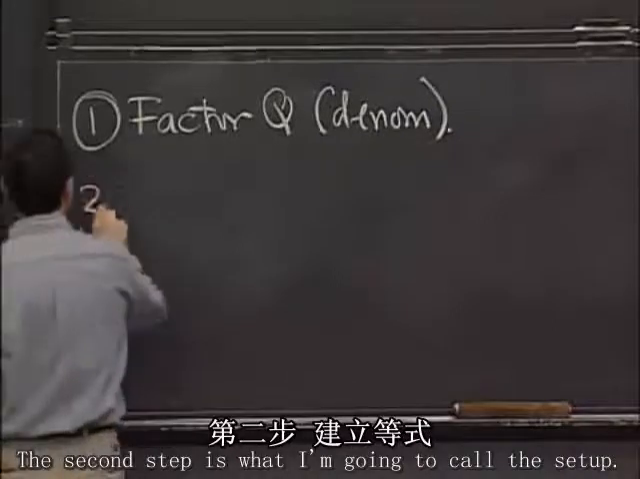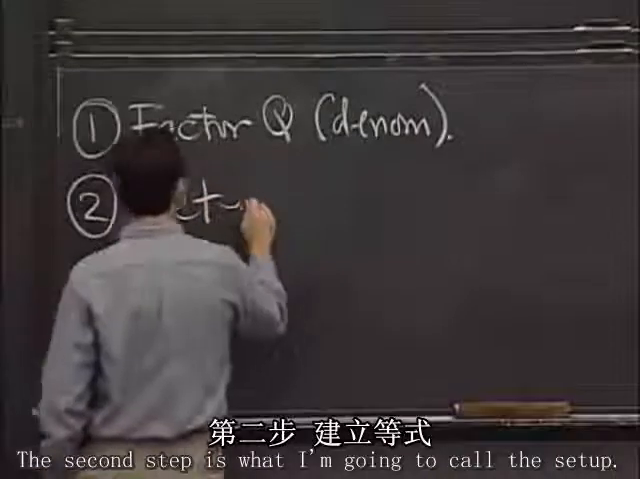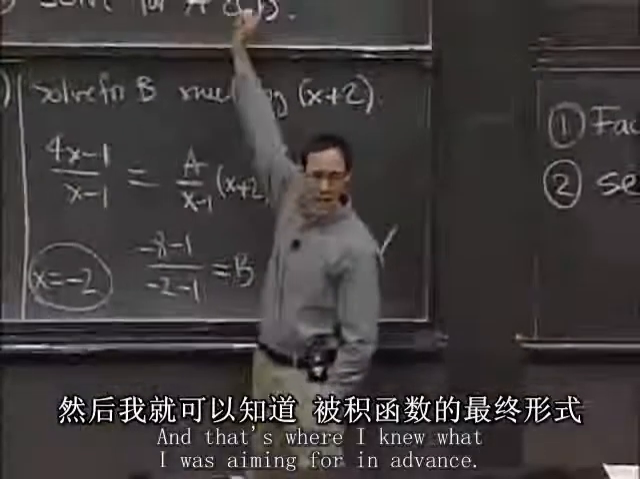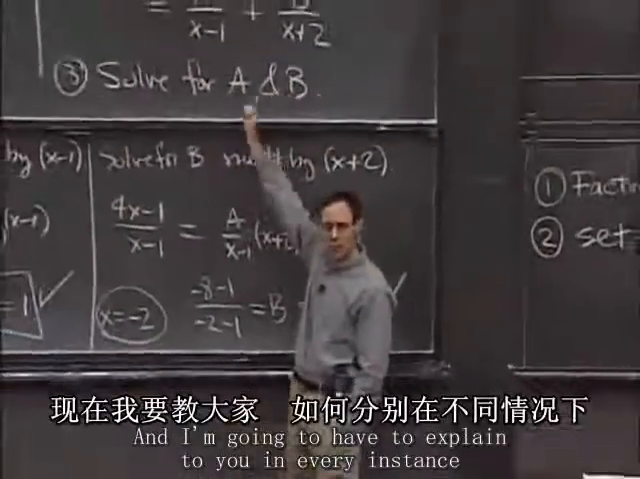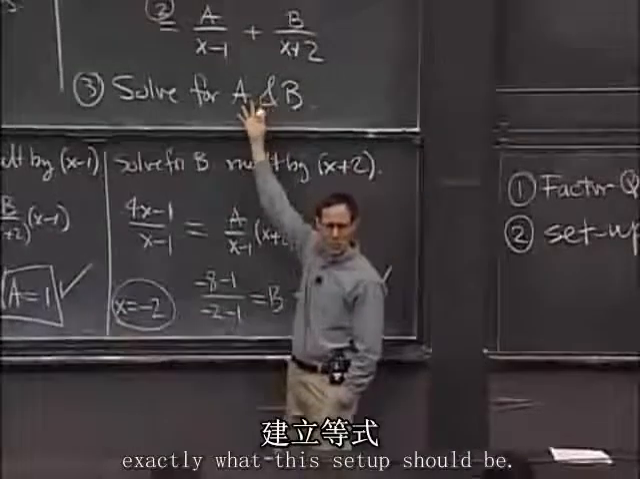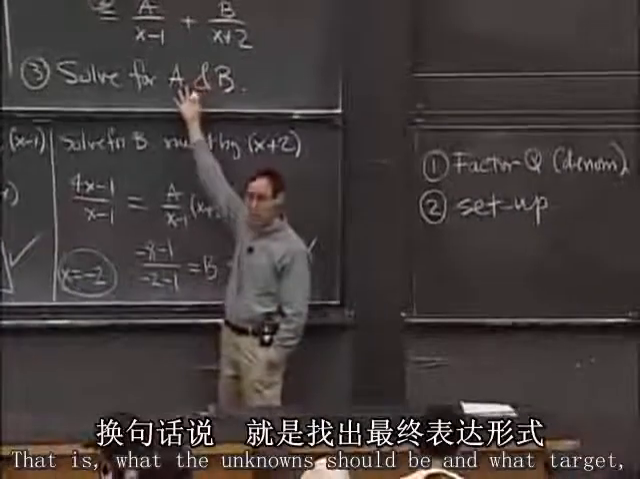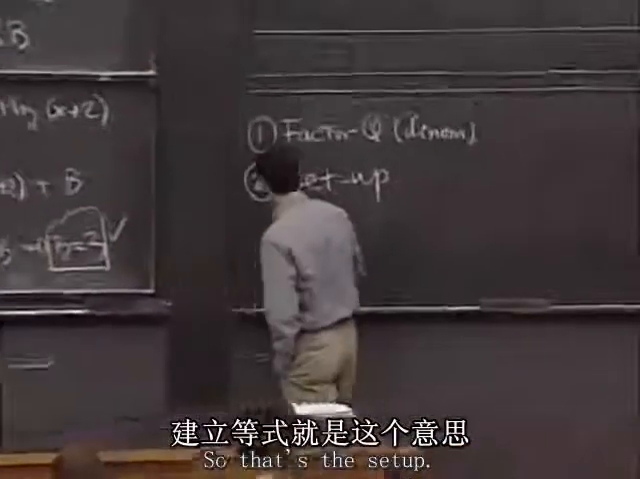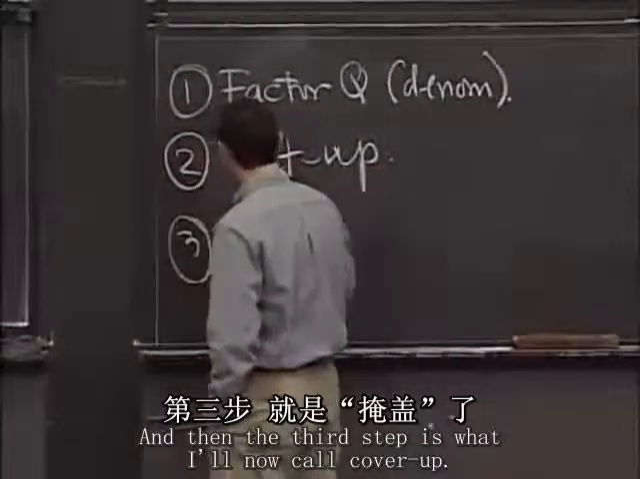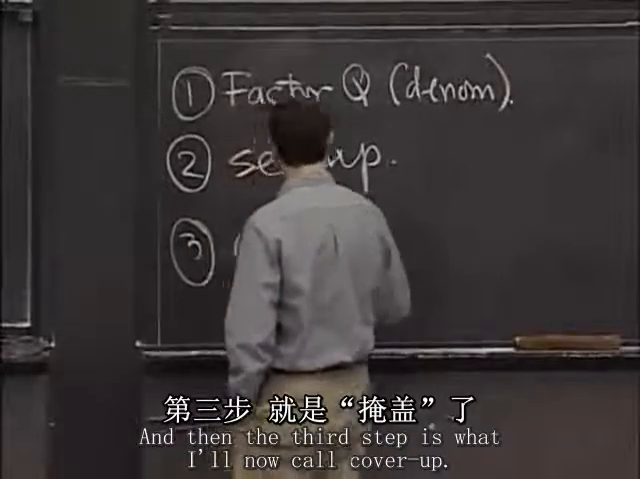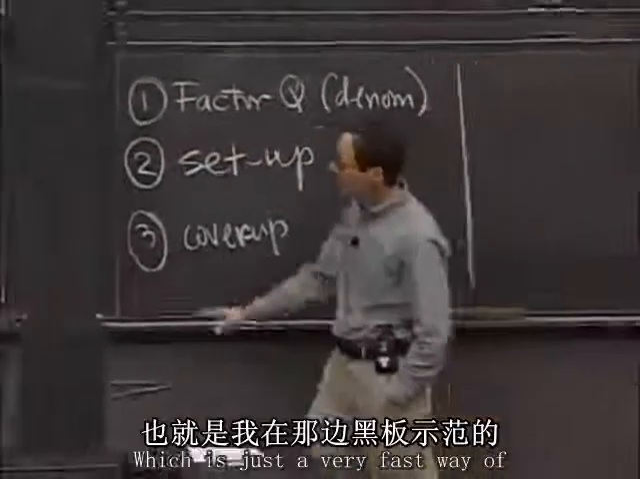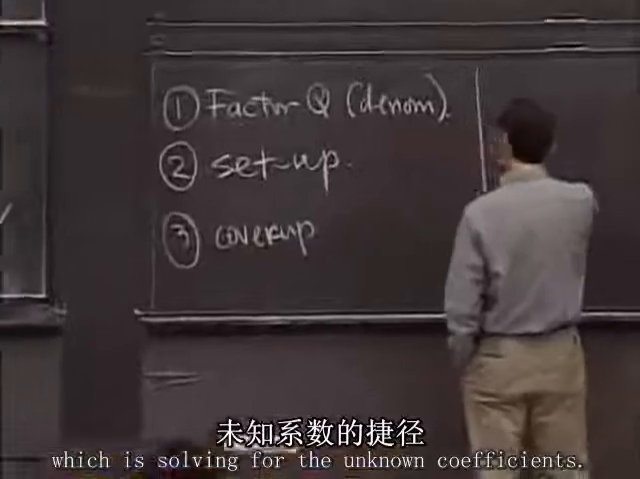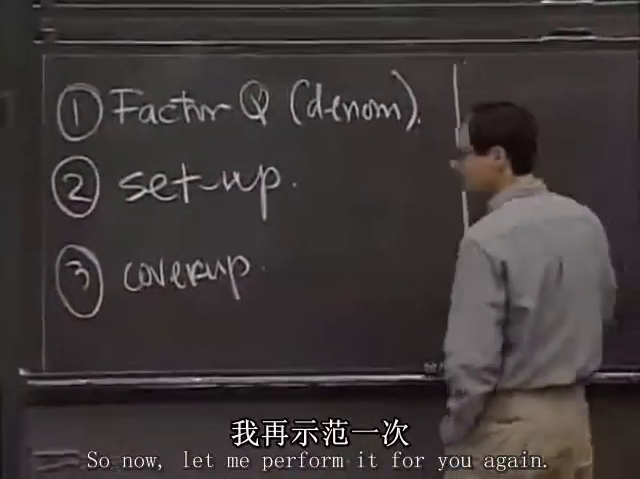The second step is what I'm going to call the setup. That's step 2, and that's where I knew what I was aiming for in advance. And I'm going to have to explain to you in every instance exactly what the setup should be. That is, what the unknowns should be and what target, a simplified expression, we're aiming for. So that's the setup. And then the third step is what I'll now call cover-up, which is just a very fast way of doing what I did on this last board, which is solving for the unknown coefficients. So now let me perform it for you again over here.